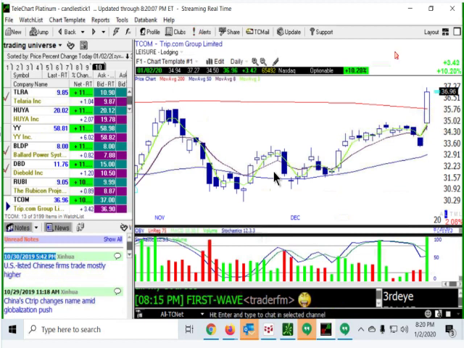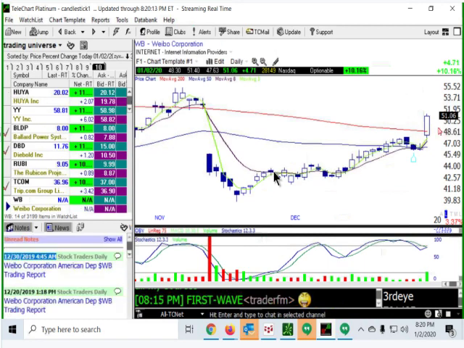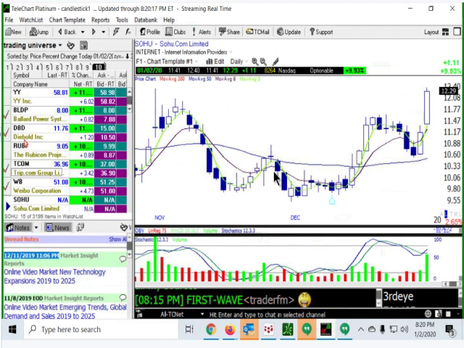So here's a kicker type signal. So I'd click on that. There's a J-hook pattern in Weibo. So once I've gone through this process, now as you can see, there's 3,100 or 3,200 stocks in this universe. Obviously, the good ones or the biggest percent movers are up here at the top.